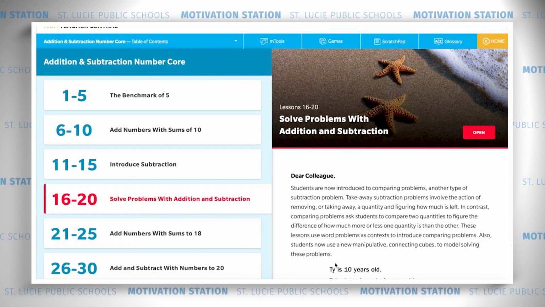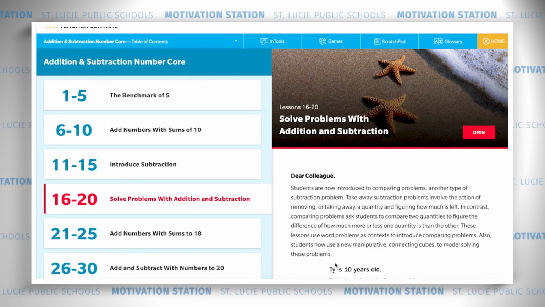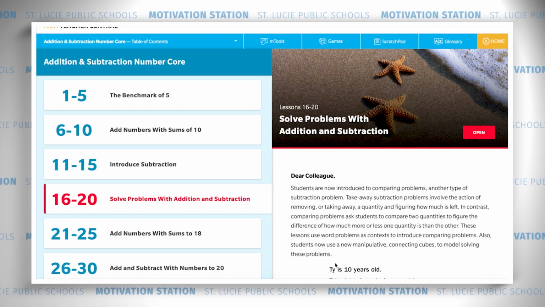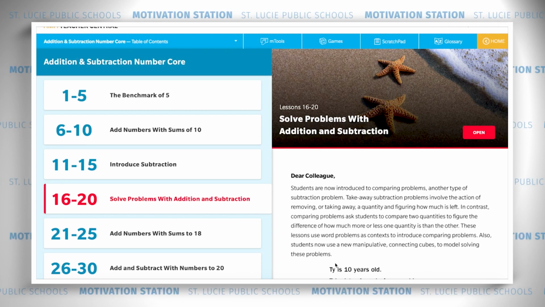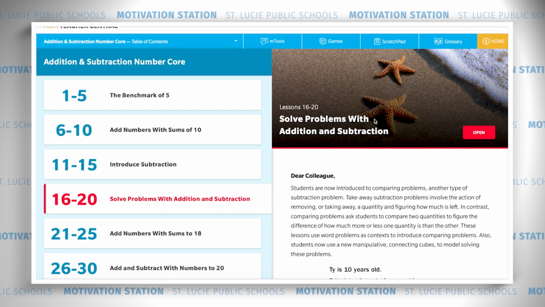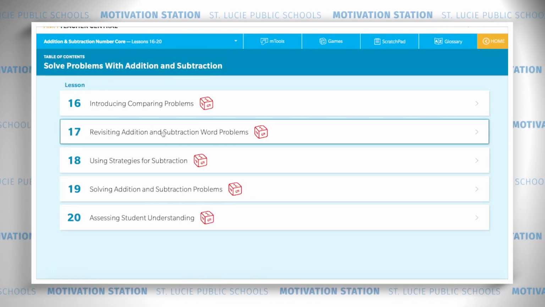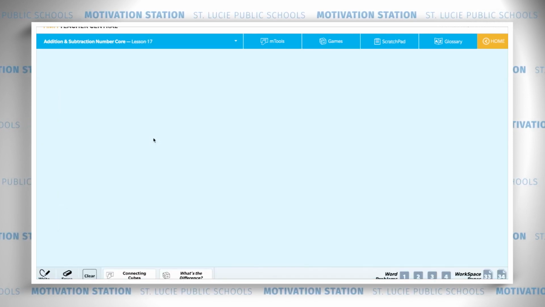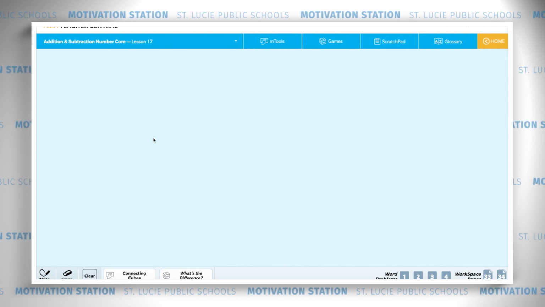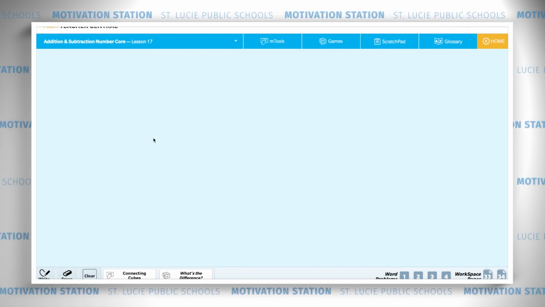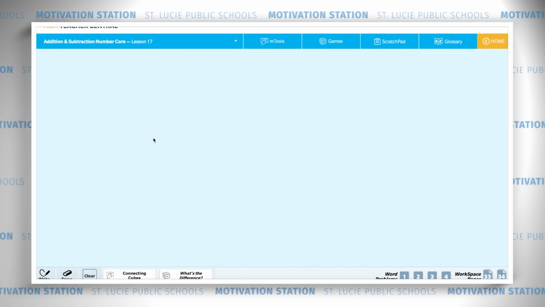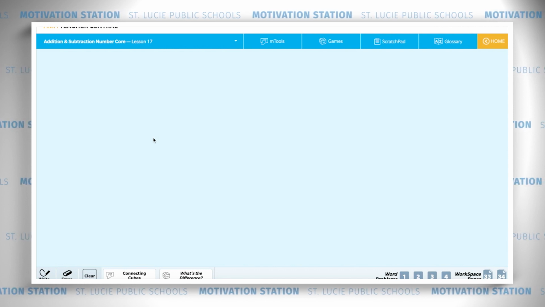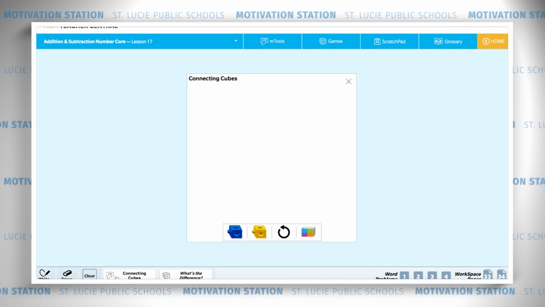Each of the problems that we did with our manipulatives online. So let's log online, and so you can see how to solve them using your M tools. We are going to be in lesson 17. We're looking at all our different kinds of addition and word problems. So let's go over first that joining problem, and we're going to be using our connecting cubes.